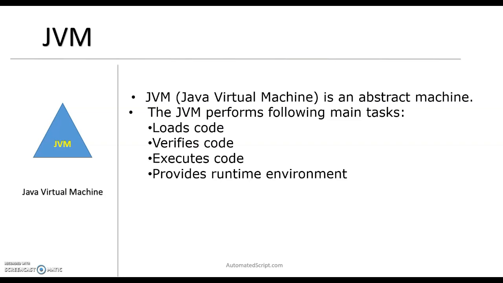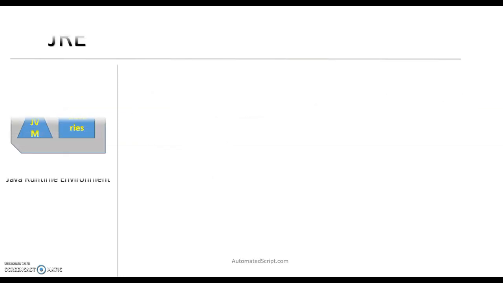JVM acts as a runtime engine to run your Java application. JVM is the one that actually calls the main method present in your Java code. I'll explain what the main method is in a future tutorial. Its main tasks are to load the code, verify the code, execute the code, and provide the runtime environment. Let's move to the JRE.